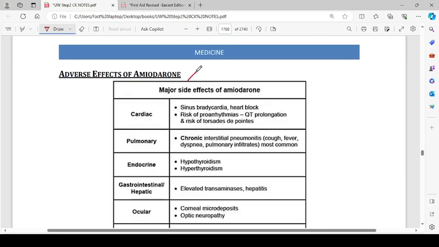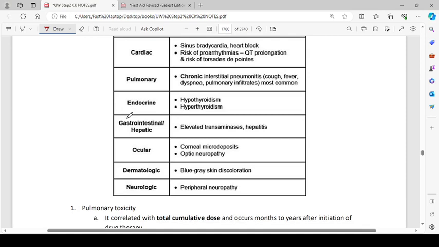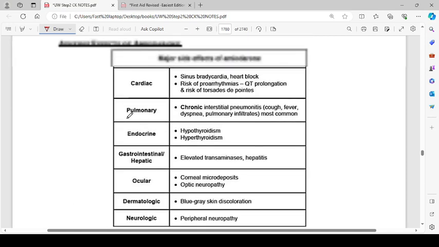Adverse effects of amiodarone. The major side effects are as follows: cardiac, pulmonary, endocrine, gastrointestinal, ocular, dermatologic, and neurologic. The cardiac side effects include sinus bradycardia and heart block. There is a risk of proarrhythmias, QT prolongation, and risk of torsades de pointes.